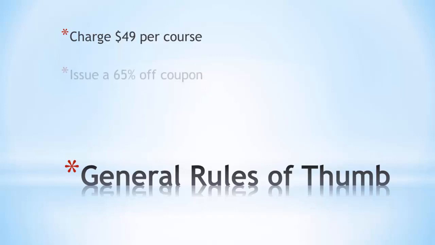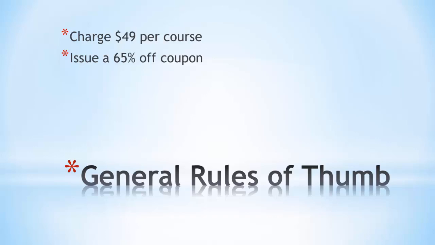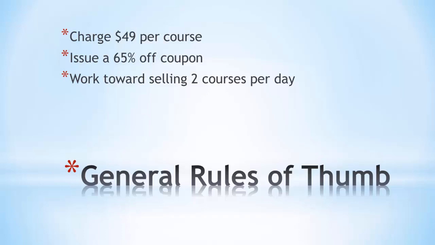The rules, according to Brian, would be: set your price at $49 per course. This seems like a reasonable price. Issue a 65% off coupon. Okay, you're going to, on average, make hopefully somewhere around the 24% mark and work towards selling 2 courses per day. Guess what? Some members of your family that haven't heard from you for a while may end up hearing from you soon, huh? Okay, I hope that this helps you out in setting your price and that it helps you understand what you've got to make to become a successful Udemy instructor.